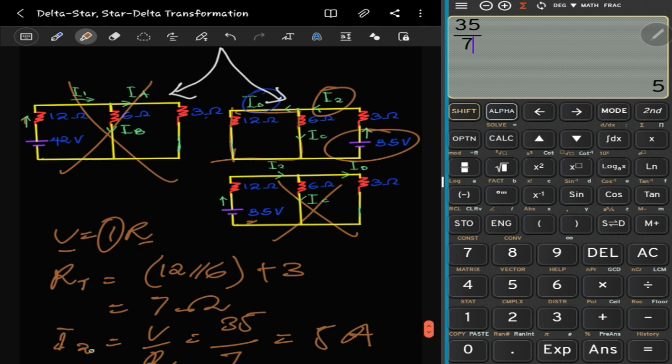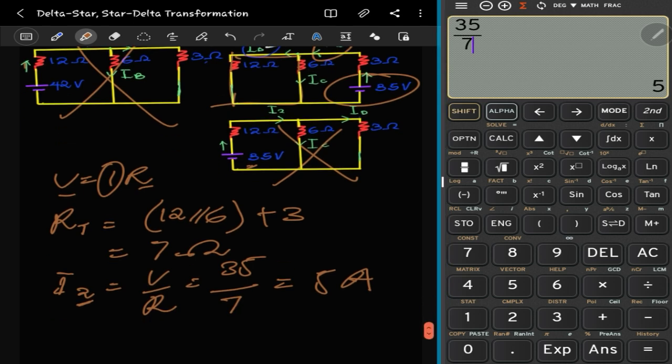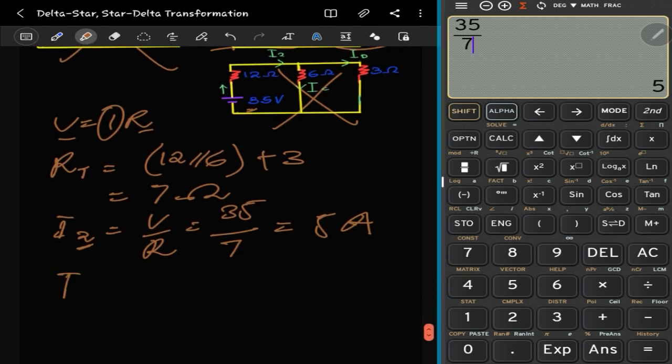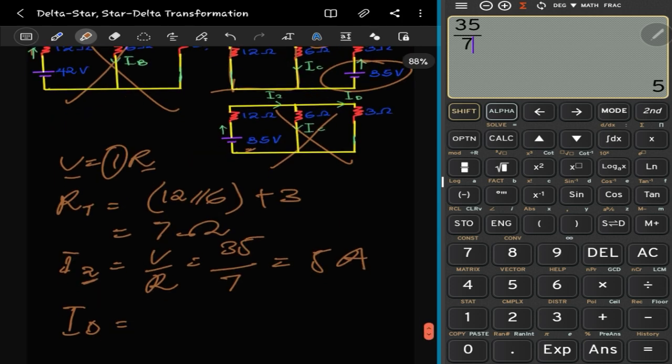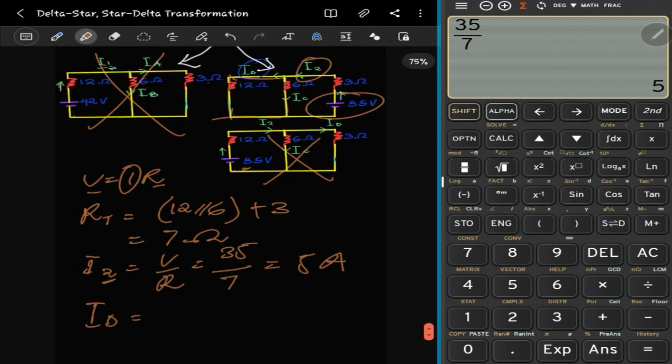But we know that this I2 here is what is splitting to give us the ID, right? So basically we're able to find ID using current division. Now we've explained all the concepts, so we are just going straight for the calculation, right? So ID is a part of I2, so current division. When it gets here, it's split between the 12 ohms and the 6 ohms, right? So we are trying to find the ID, which is for the 12.